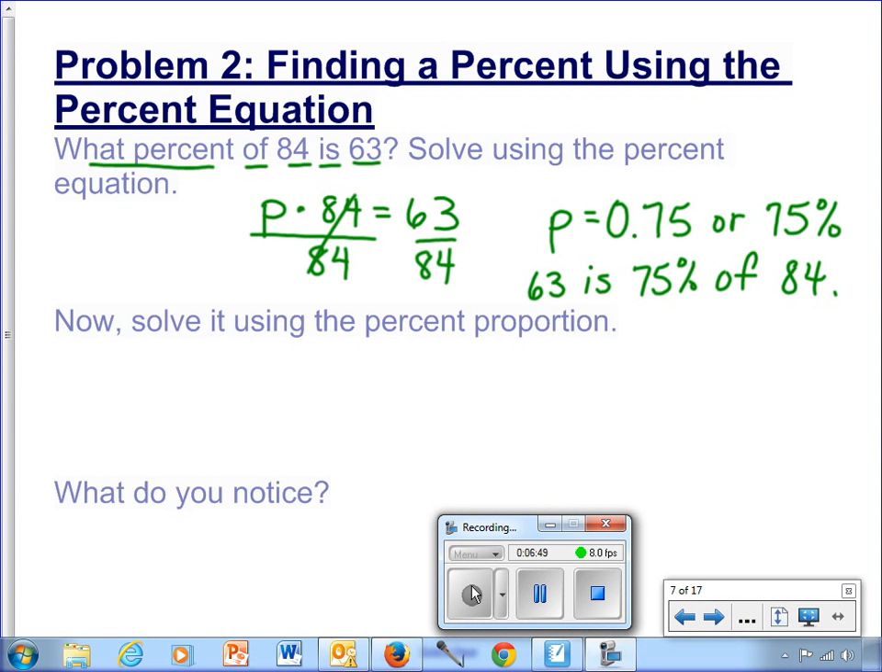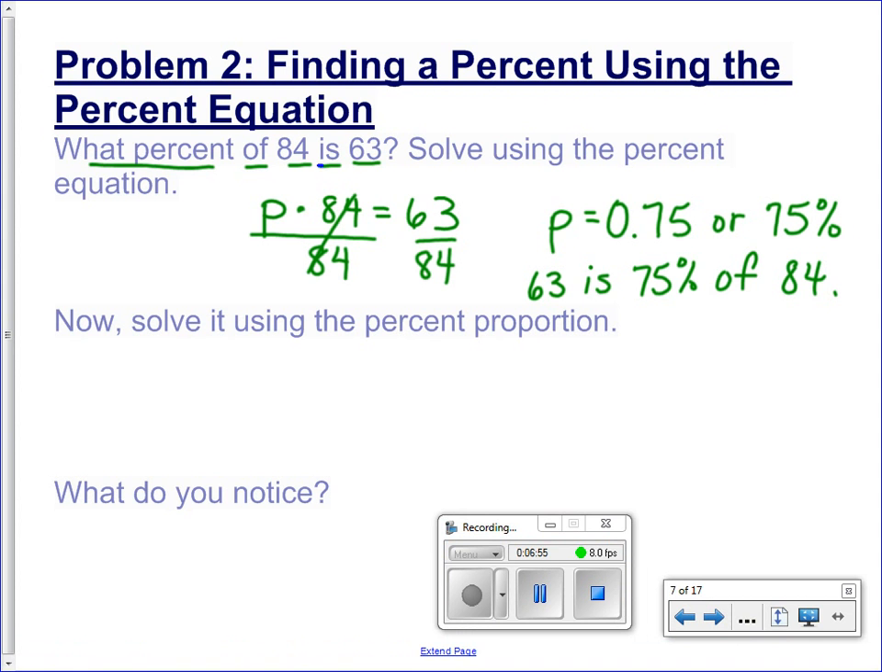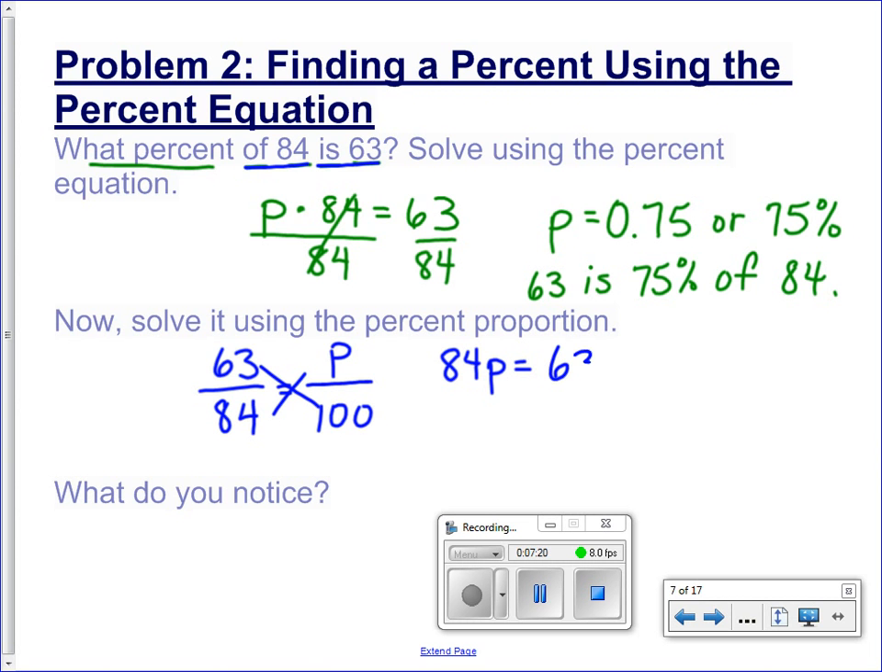All right, now let's solve the same thing using the percent proportion. Okay, notice we have is 63, which would go on top. We have of 84, which goes on the bottom. And our percent proportion is P over 100. Cross multiplying, we have 84 times P opposite 63 times 100. I'm going to go ahead and multiply to get 6,300. Dividing both sides by 84, we get P is equal to 75, and that would be percent.